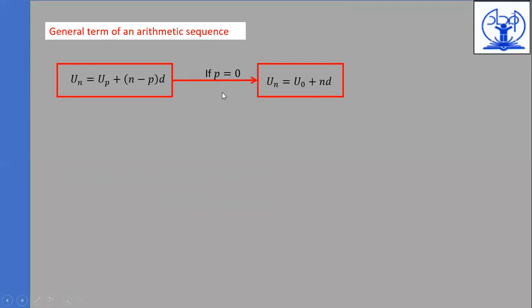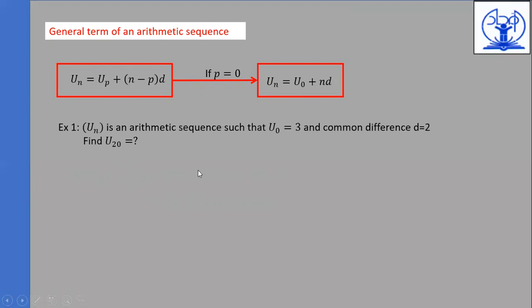Usually with arithmetic sequences, you are given u0. So if up is nothing but u0, then this rule will be reduced to un equals u0 plus nd. If the first term is u1, you use un equals u1 plus n minus 1 times d. Example: un is an arithmetic sequence whose first term is u0 equals 3 and whose common difference is 2. Find u20. In general, un is u0 plus nd. Consequently, u20 is nothing but u0 plus 20d. Replacing, you will get 43.